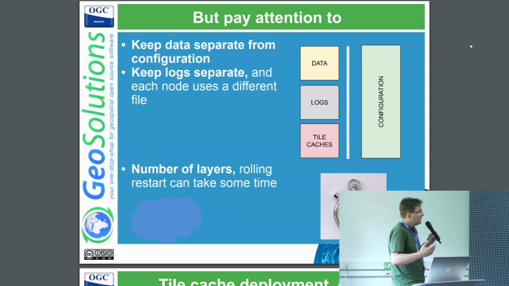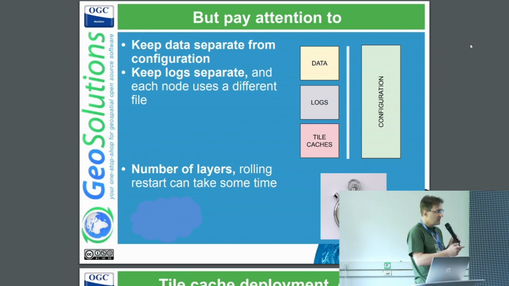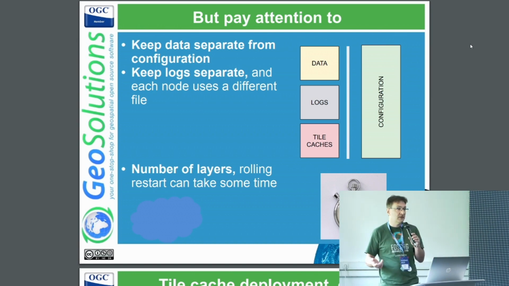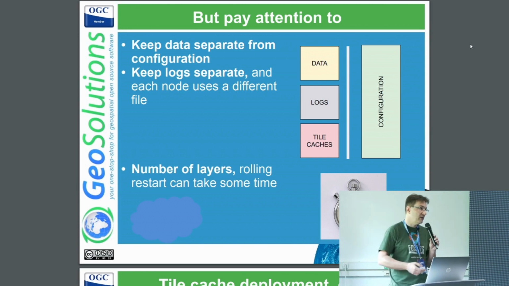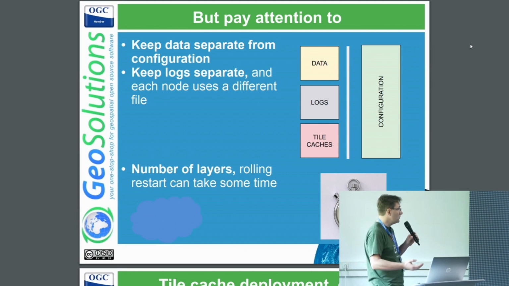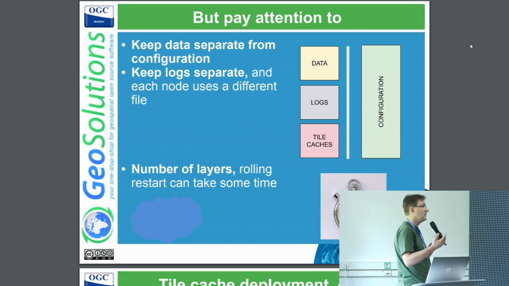Keeping logs outside is easy. You can decide the location by configuration or by environment variable. Keeping the tile caches outside is also easy. There are environment variables. You can configure your blob stores to point to S3, Azure Blob, whatever you like, or even an external file system directory.